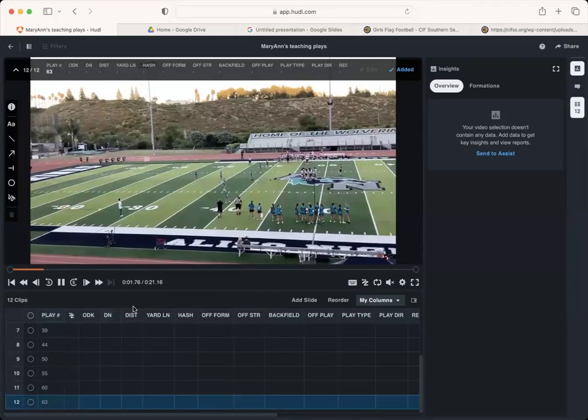In this play, we're going to see an example of a legal spin. Again, we'll watch it all the way through, and then we'll slow it down.